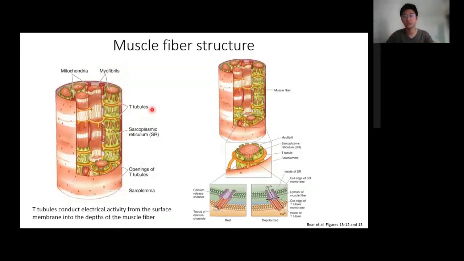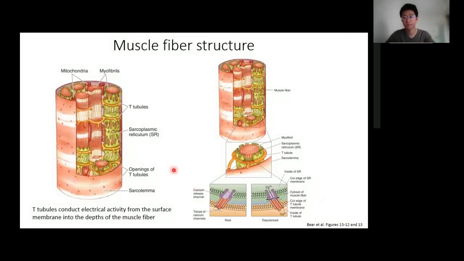They are called T-tubules. The function of T-tubules is to transmit the innervation, or the activation, from outside into the inside of the muscle, the myofibers. As you remember, the axon terminates on the surface.